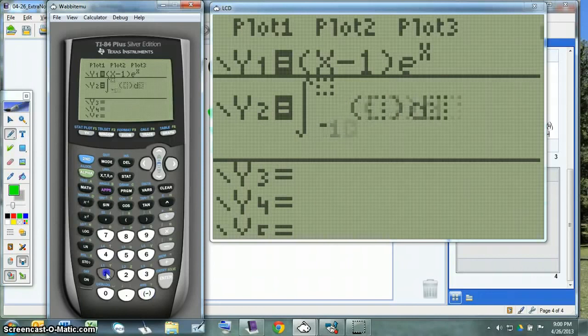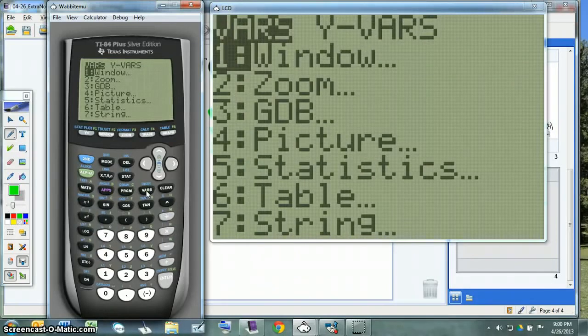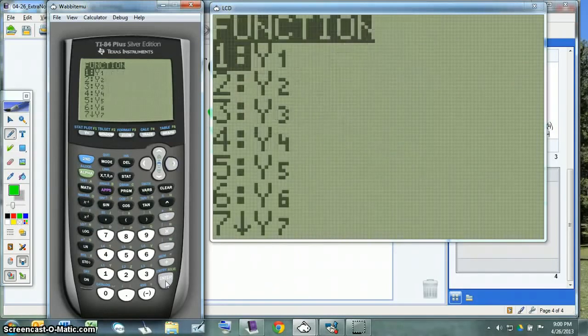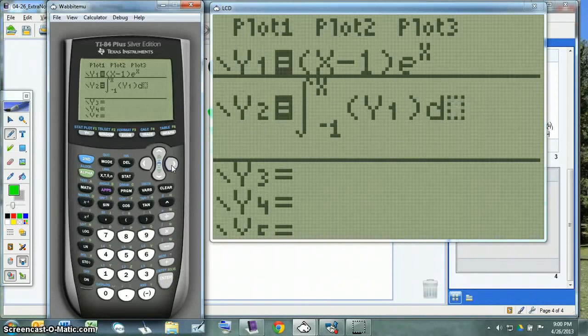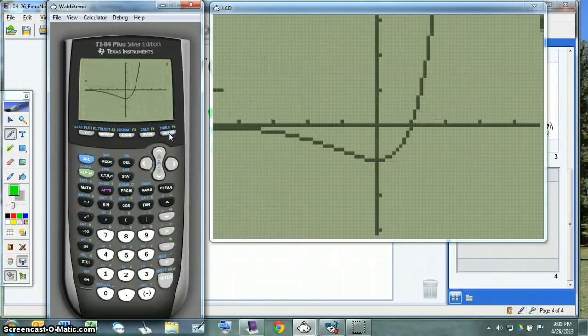But you would plug in your lower limit of integration. In this case, we were told that it was -1. Our upper limit of integration is that variable, so we're going to use an x. And then here I need to make it based off of y1. Remember that we use the vars key, move over to y vars, select function, y1. And then I will move over here and tell it that the variable that we're using in that function is x.